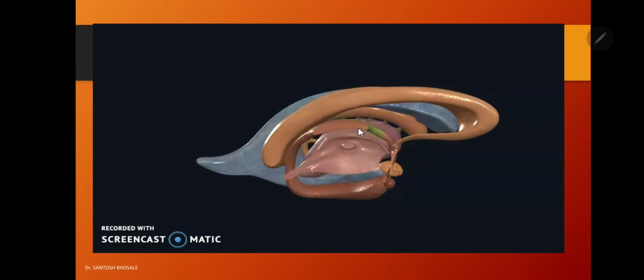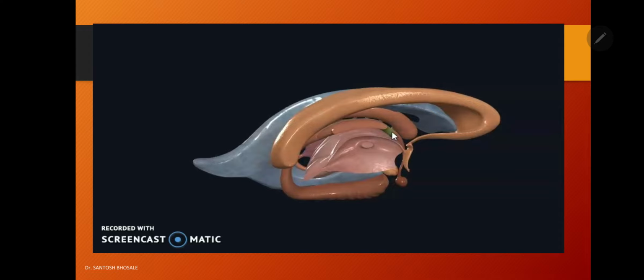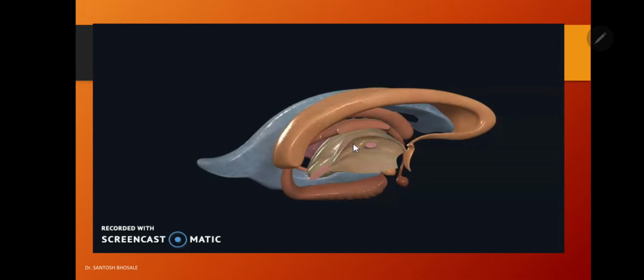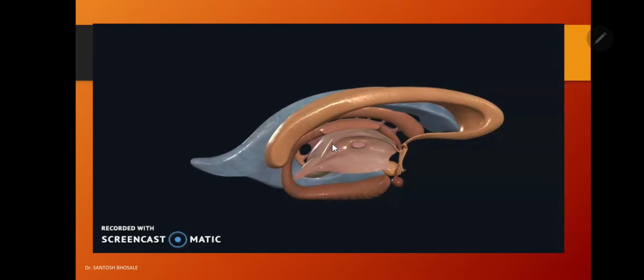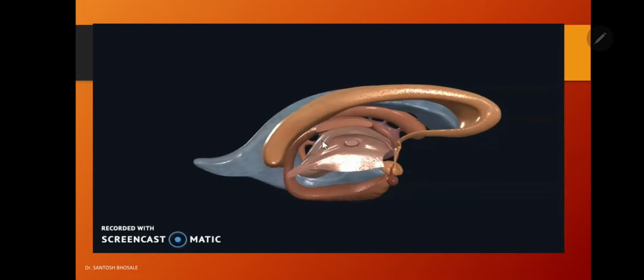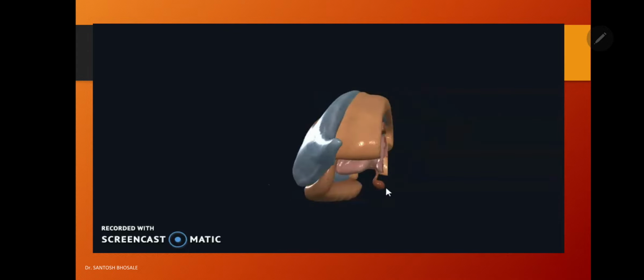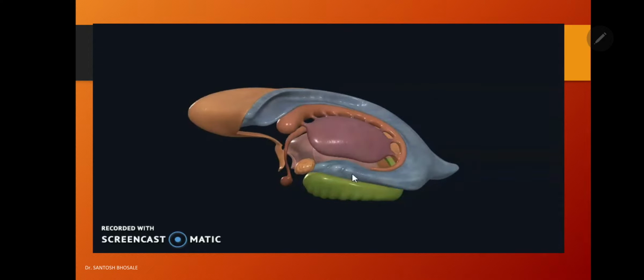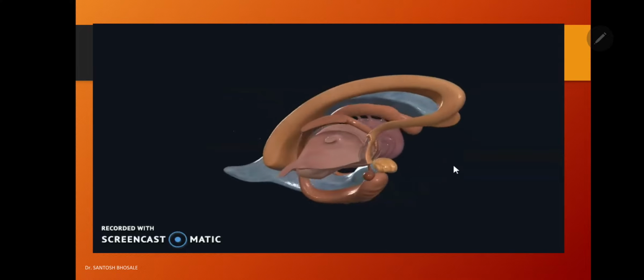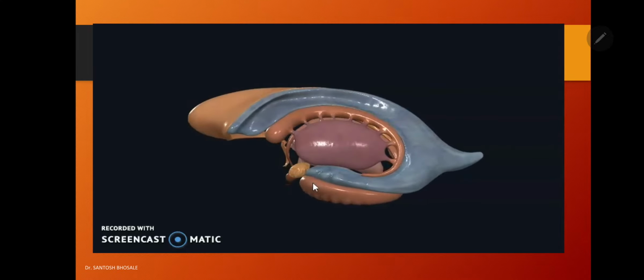You can see there the caudate nucleus, this is the fornix, the column of the fornix, and that is the thalamus, what you are seeing. And you can see the amygdala and hippocampus, that is the hippocampus, what you see, and just a node, that is the amygdala. They both belong to the limbic system.